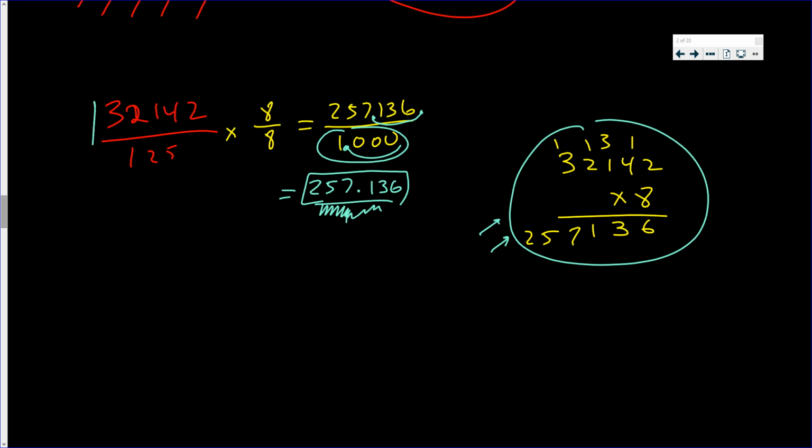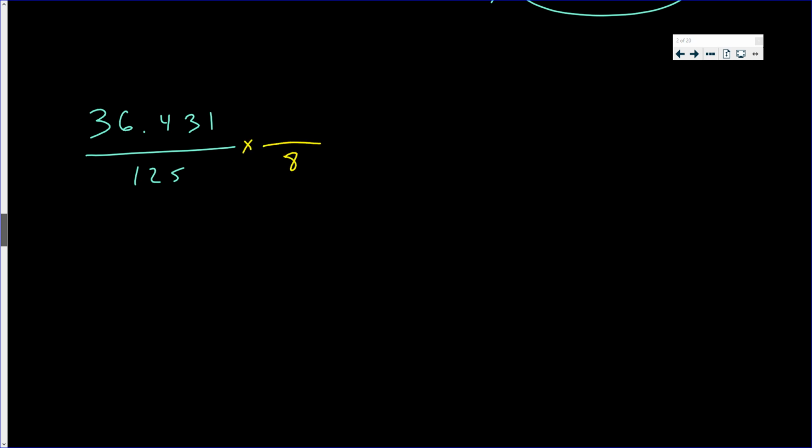But I guarantee you, I make more mistakes doing division with 3-digit numbers than I do by multiplying by a single-digit number. Let us try one more. Suppose you were given 36.431 over 125. So, you should walk around knowing that 125 times 8 is 1,000. It really makes your life easier.